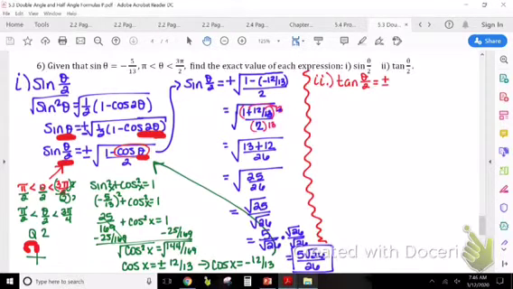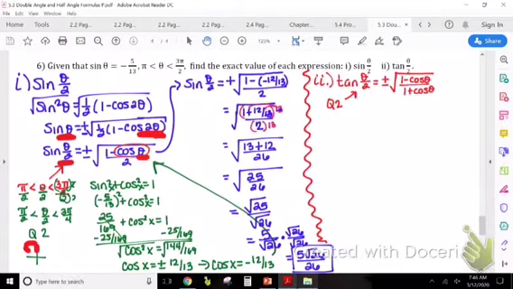I'm just going to use the first one there. So it says plus or minus the square root of 1 minus cosine of theta over 1 plus cosine of theta. Now, remember, this goes with part 1. It's the same problem. So we said theta over 2 was in what quadrant? It was in quadrant 2.